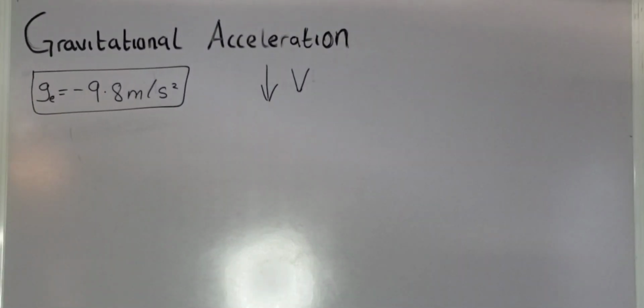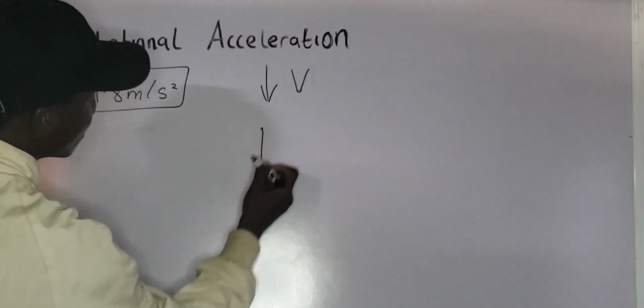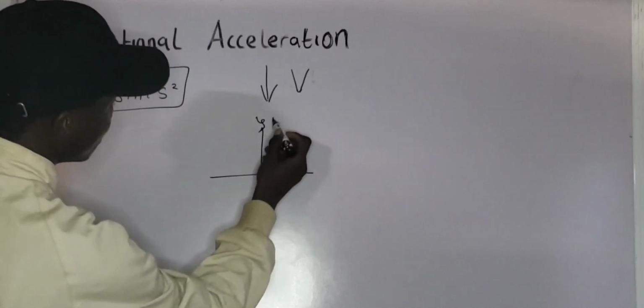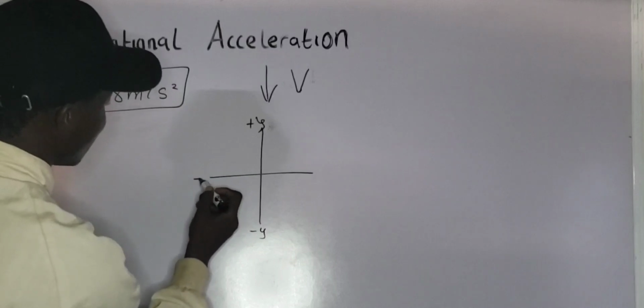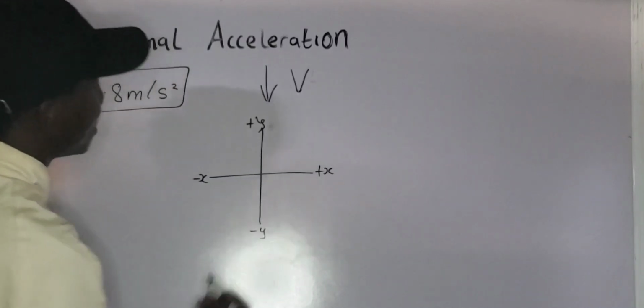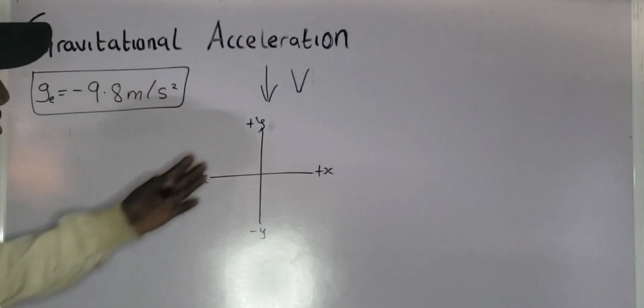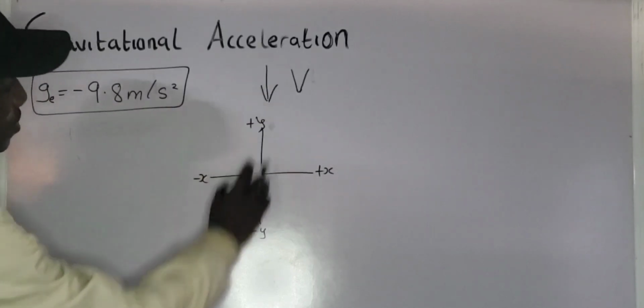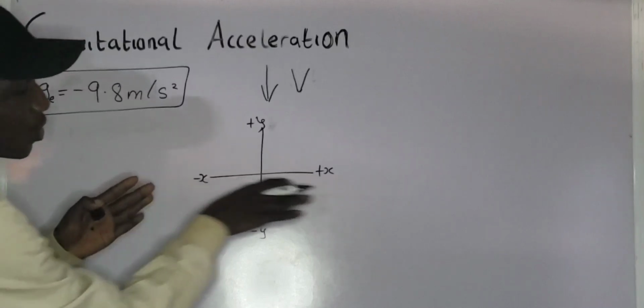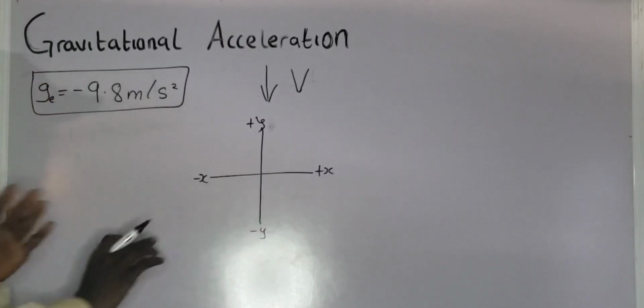Now, I want you to note that the gravitational acceleration of the Earth is in the y direction and not in the x direction. Don't forget that our cardinal point is this: positive y, this is negative y, this is negative x, and this is positive x. The gravitational acceleration is in the y direction, because gravity is the force that pulls an object, that makes an object come down. So we don't take into consideration the horizontal direction, that is along the x-axis.